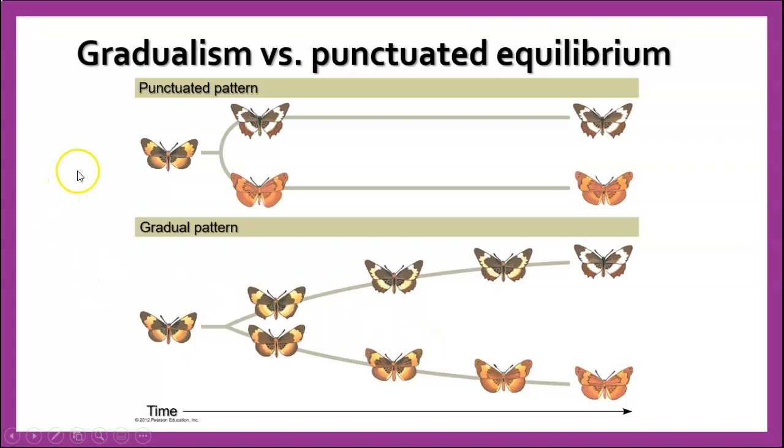So a punctuated pattern, gradualism and punctuated equilibrium, this is sometimes one of the hardest things for students to understand. The big thing is that you might have a very long period of time with no change at all, and then all of a sudden something happens to cause change to occur.